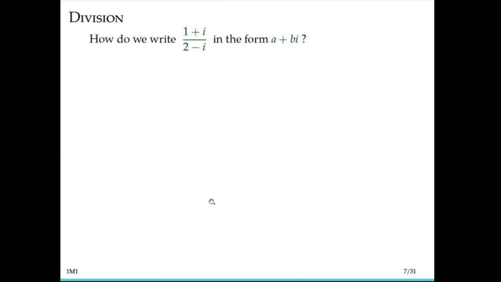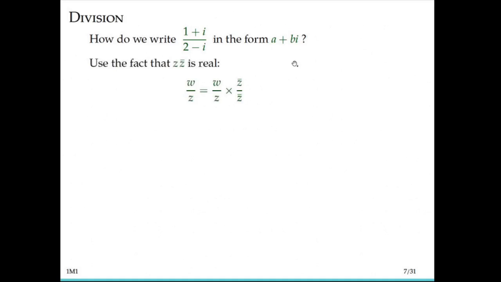Okay, so now we're ready to talk about division of complex numbers. Suppose we have 1 plus i divided by 2 minus i. We want to write that as a complex number. So identify what is the real part of 1 plus i divided by 2 minus i and the imaginary part of that number. So write it in this form a plus bi. Now how can we do that?